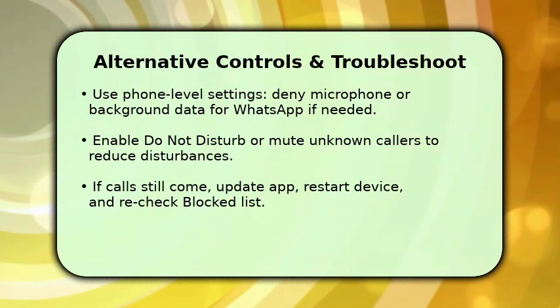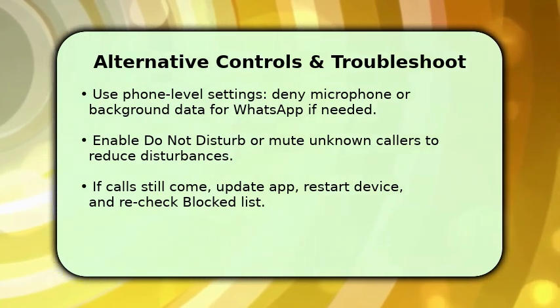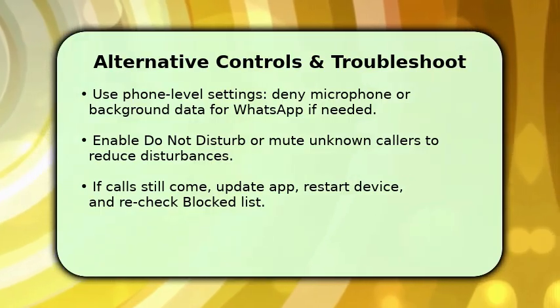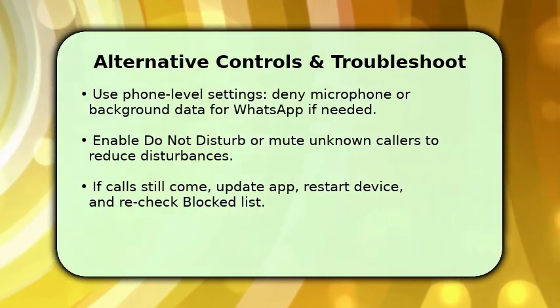To finish, consider phone-level backups. Deny WhatsApp microphone permission or restrict background data to reduce call functionality if blocking isn't enough. You can also enable Do Not Disturb or silence unknown callers to stop interruptions temporarily.